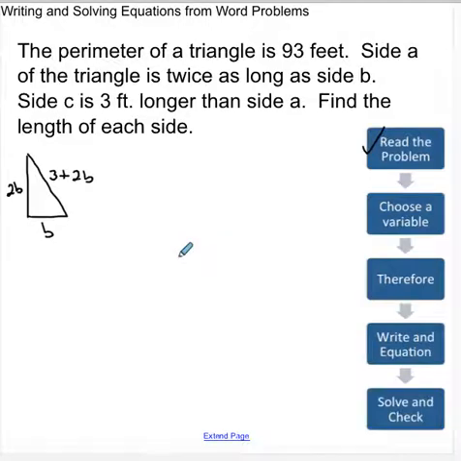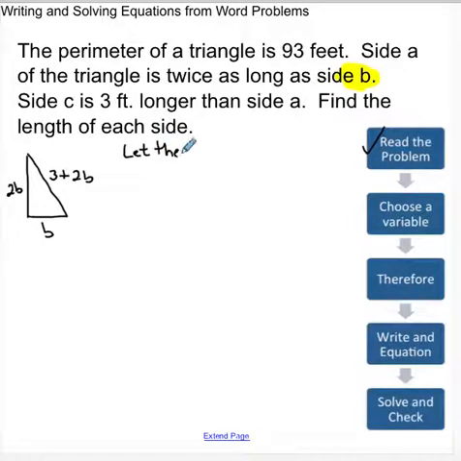So choose a variable. What don't I know? What don't I know anything about? Well, looking back over here, I know something about side A. Side A is twice as long as B. And I know something about side C. Side C is 3 feet longer than A. So the only thing I don't know anything about at all, the mystery person in this problem, if you will, is side B here. So let's define side B as our unknown.